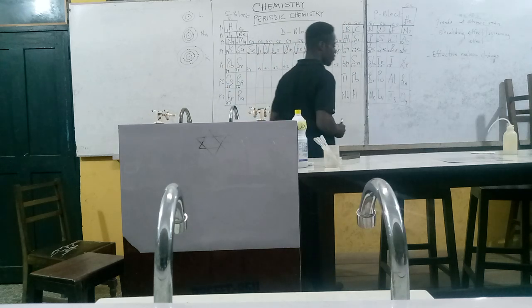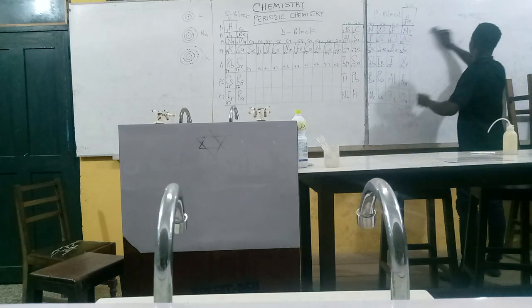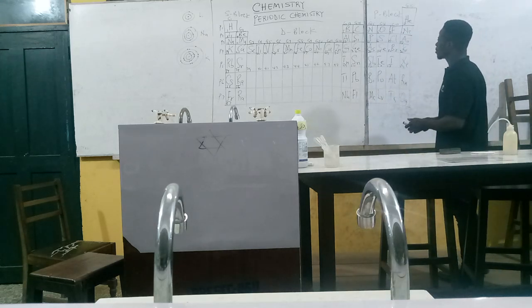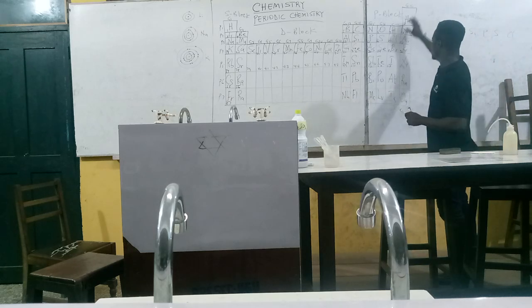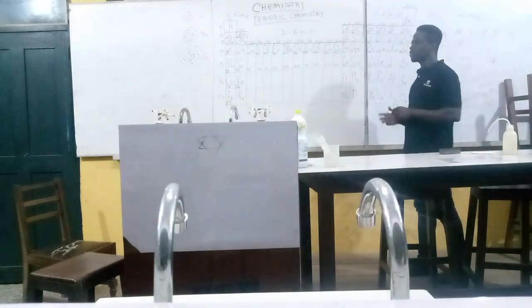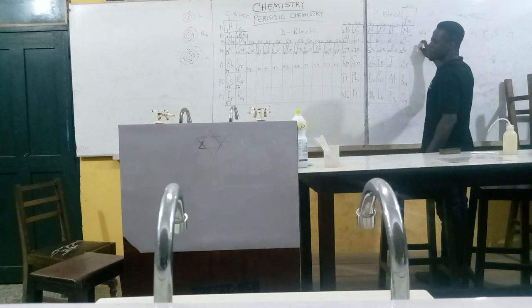Now let's talk about moving from left to right on the periodic table. What happens to the atomic size? Let's look at a typical example like sodium, magnesium, aluminum, silicon, phosphorus, sulfur, chlorine. Let's exempt argon because these elements are stable enough. Now, what is happening here is called effective nuclear charge.